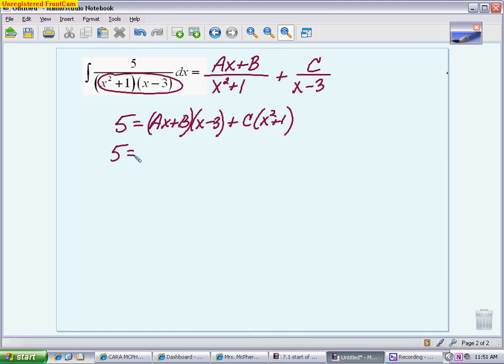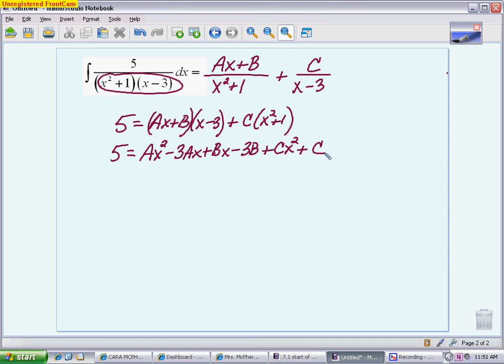To do this, we have to multiply this out. So I'm going to FOIL this together. So I get ax squared minus 3ax plus bx minus 3b plus cx squared plus c. And now what you want to do is you want to go through and see how many terms do we have of each degree. So how many x squareds, how many x's, how many constants.